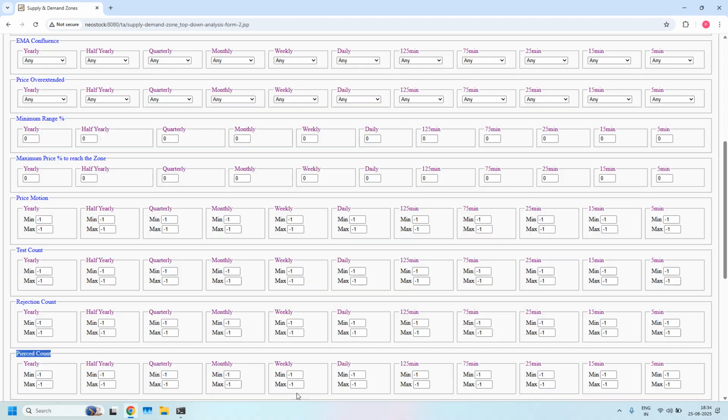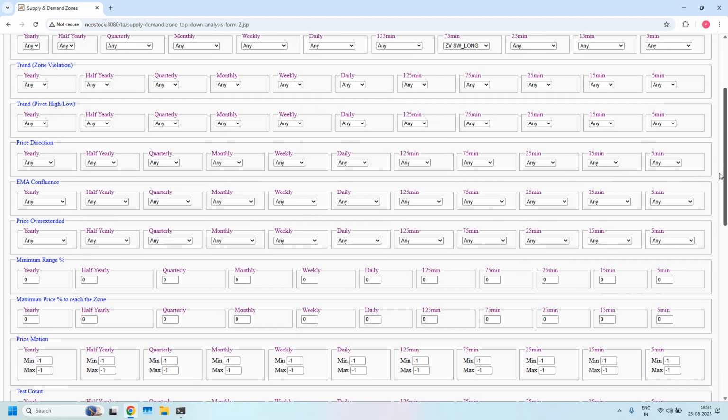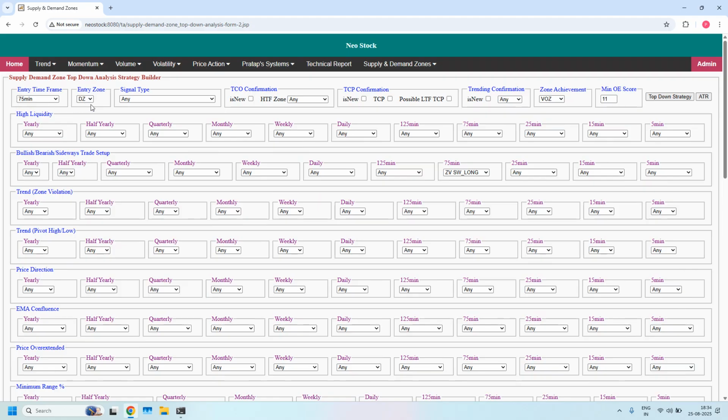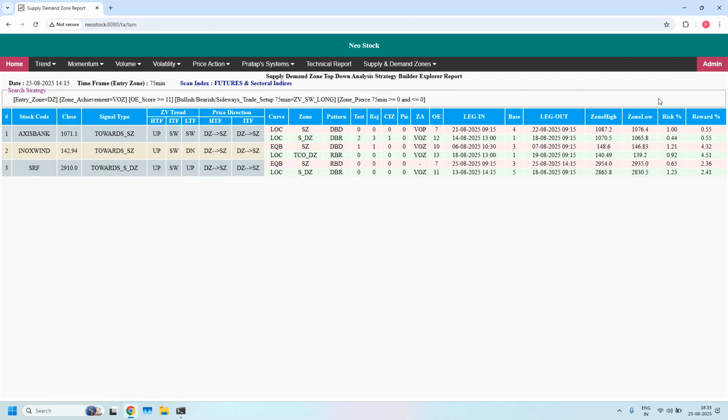So that's why in the pierced count parameter at 75 minutes time frame, I'm setting minimum value 0, maximum value 0. That means the pierced count is 0. Pierced count 0 means zone is not pierced. Which zone? 75 minutes demand zone, whatever you select here. The filter will be applied on this 75 minutes demand zone. So we got 3 stocks supporting sideways long trade setup for weekly income trade, and entry time frame zones are 75 minutes demand zones.